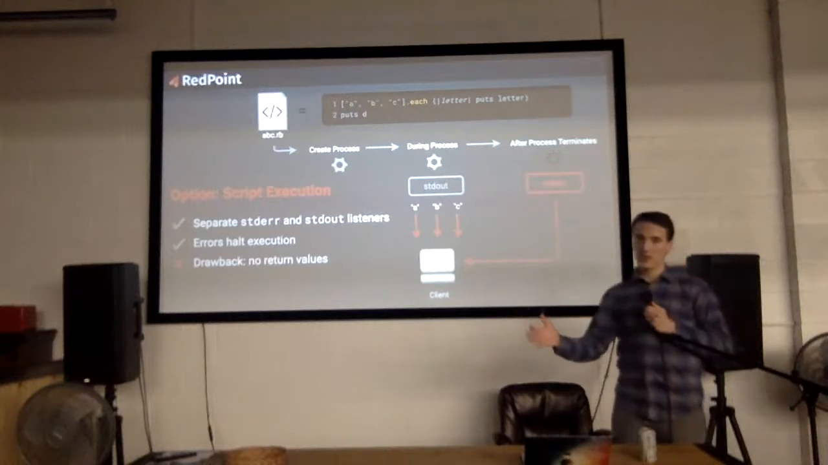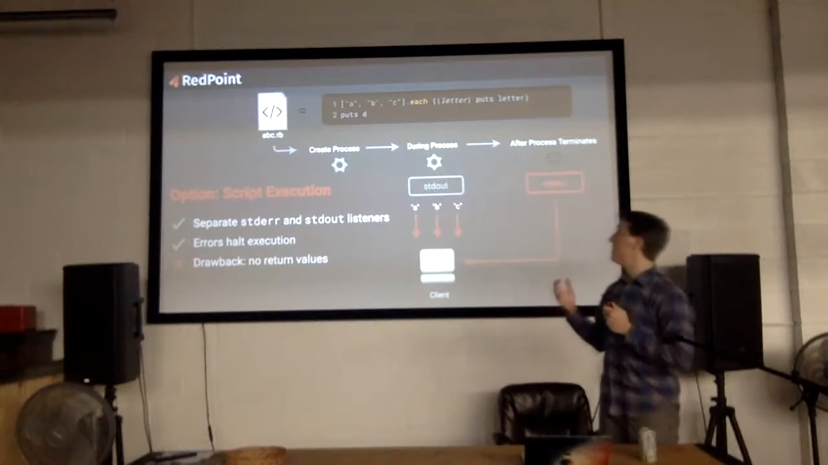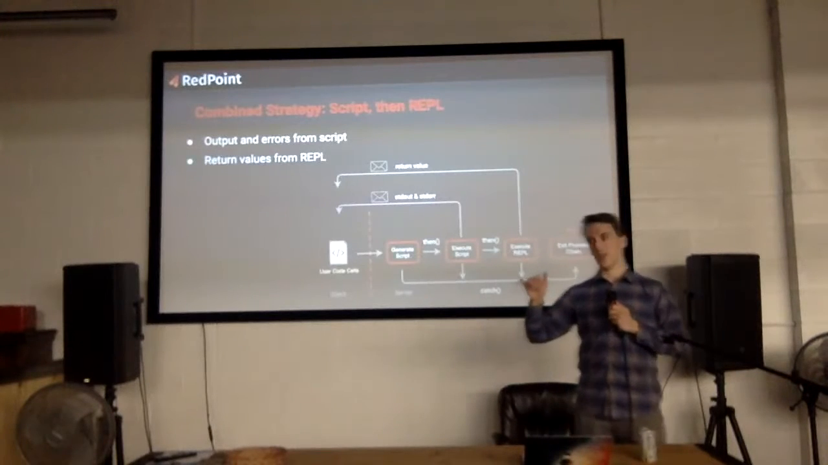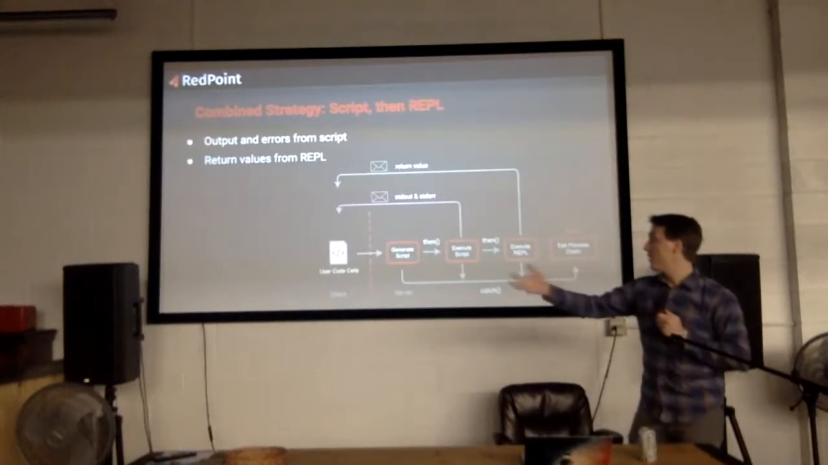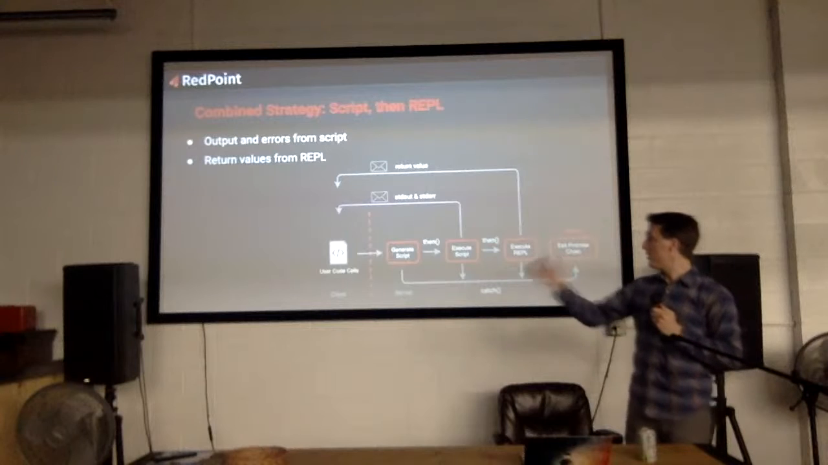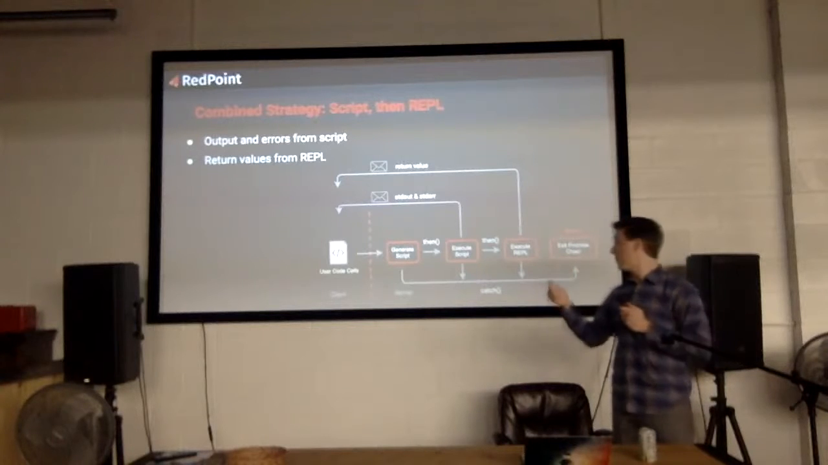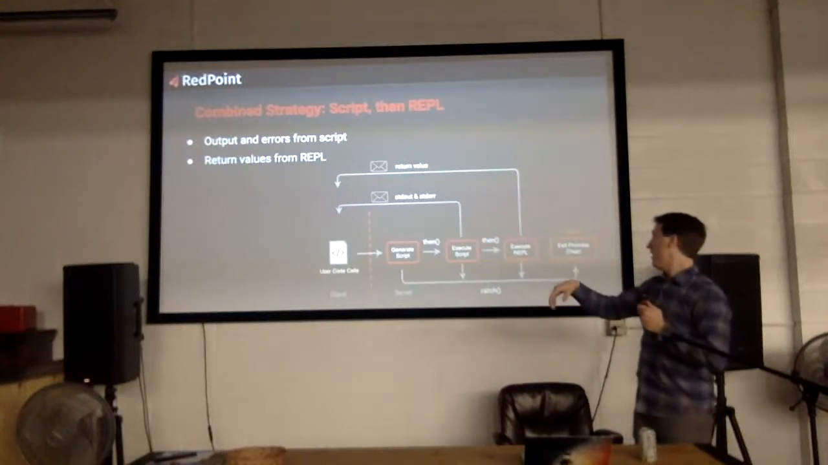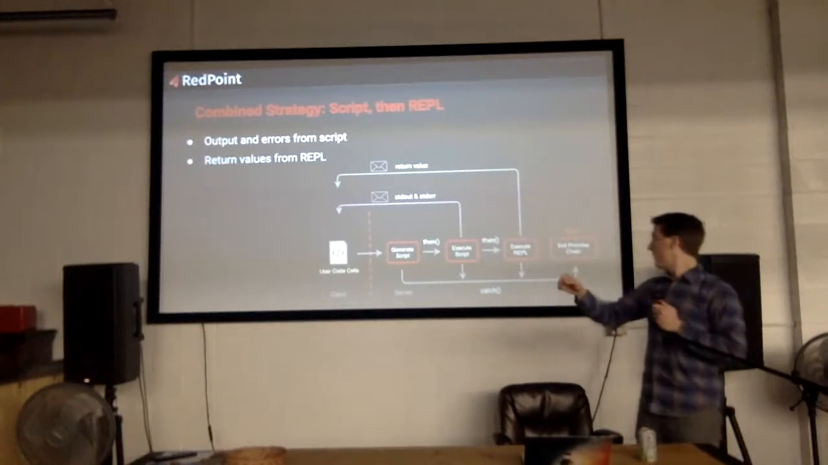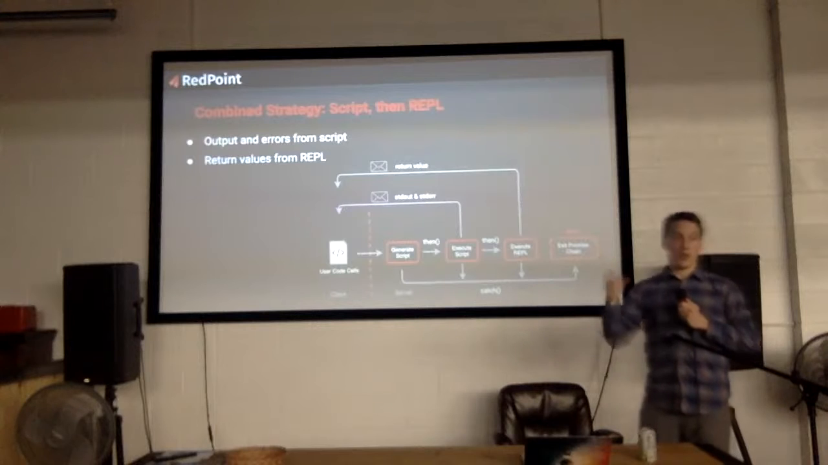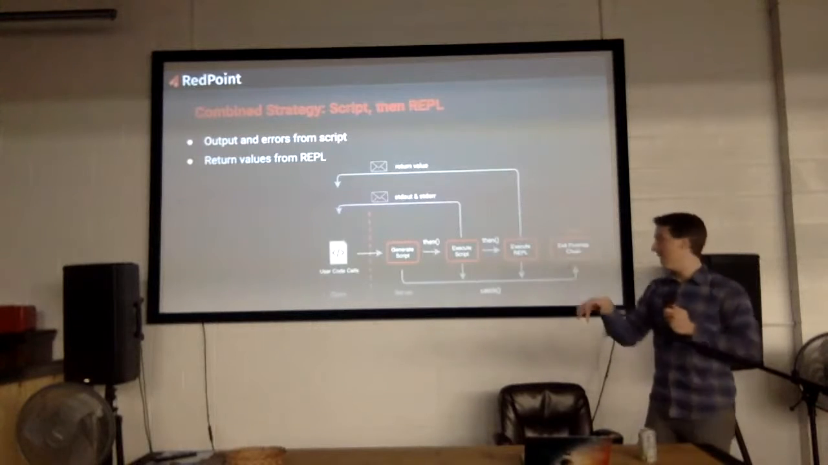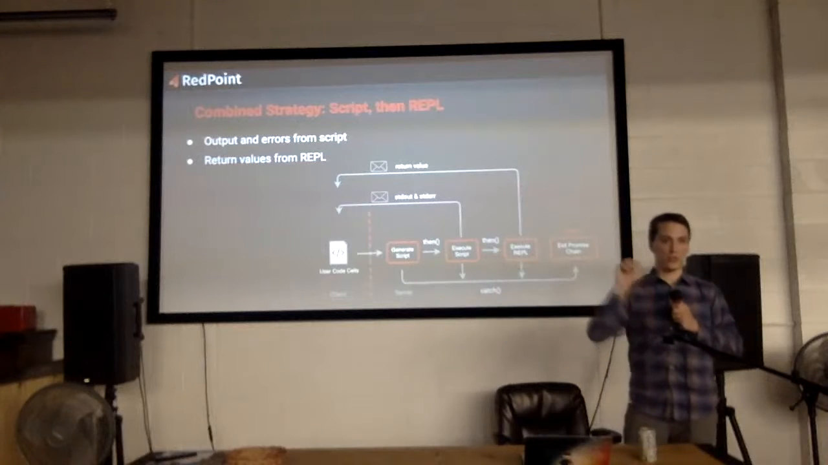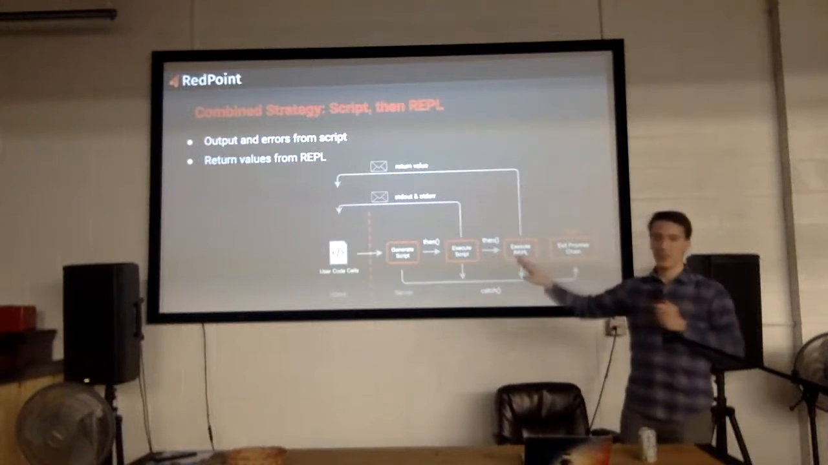Then the drawback is we don't have any return values. So we implemented a combination of these two strategies using the promise chain, where we receive the code, generate a script, execute that script to obtain standard out and standard error, fire it back to the client. If there are no errors, we then execute the REPL, parse the return value, fire it back to the client. If we do encounter an error when the script executes, we just reject that promise, exit the chain.